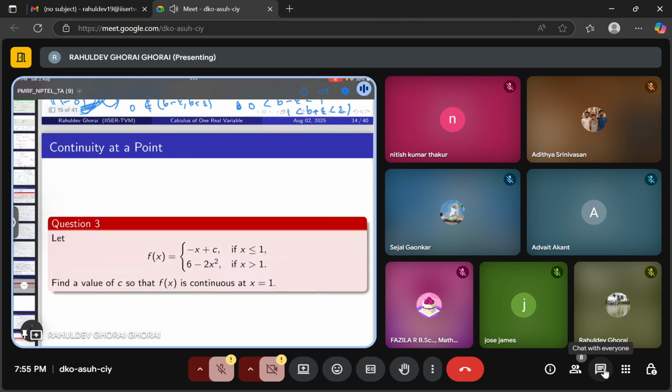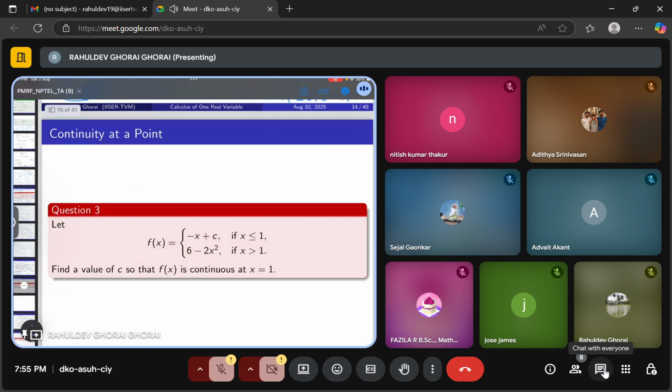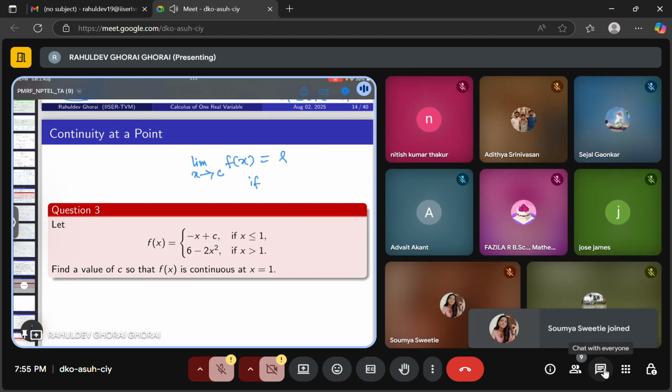Now we come to continuity. What's the meaning of that? Continuity is this: you have the limit as x tends to c of f(x), and say that limit is L. If L is equal to f(c), then we will say f(x) is continuous at the point c. That's all, and that's the continuity definition.